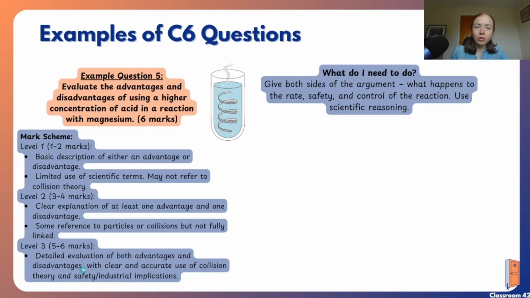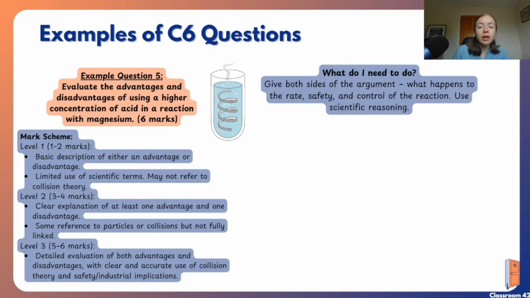When you look at examiner reports, often they will say in some questions like this that students were able to do one of them but they didn't do the other. You also want to give a clear and accurate use of the collision theory and the safety and industrial implications. So the collision theory is basically applying the scientific principle that you understand about how higher concentrations affect the rate of reaction, and then applying that to the real world context, which we've been given here. What could the impact of that be?